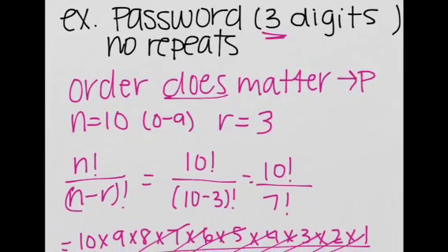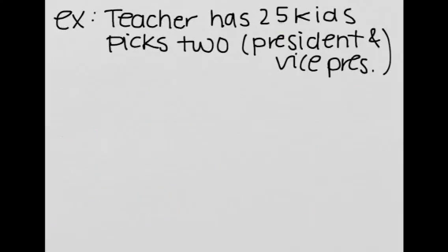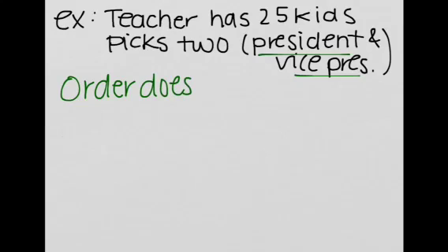Okay, now let's try one more example. So we have that a teacher has 25 kids, and she has to pick 2 kids, and one will be the president and one will be the vice president. So in this case, realize order does matter. And there are no repeats because the same kid cannot be a president and vice president. So we're going to be using the permutation.